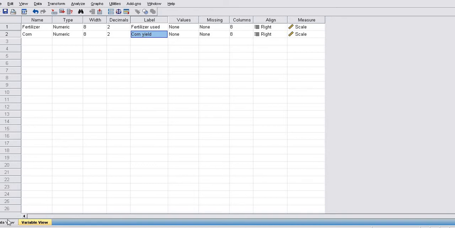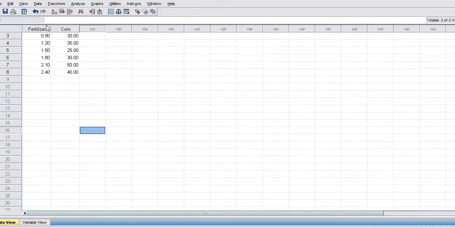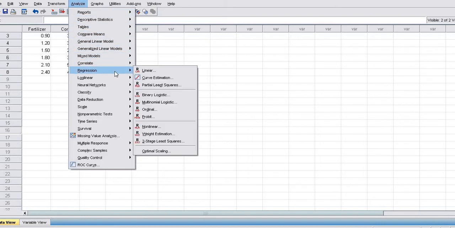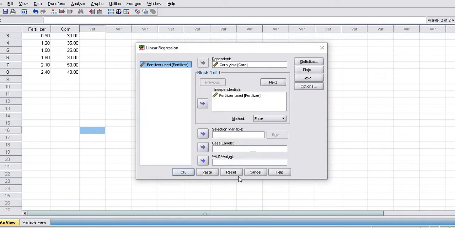Now come on the data sheet. Here we go to Analyze, then Regression, and it is a linear regression. Click on regression, linear regression. Corn yield depends on fertilizer and rainfall and temperature and so on. One of these factors is fertilizer used. So corn yield is the dependent variable and fertilizer is the independent variable.